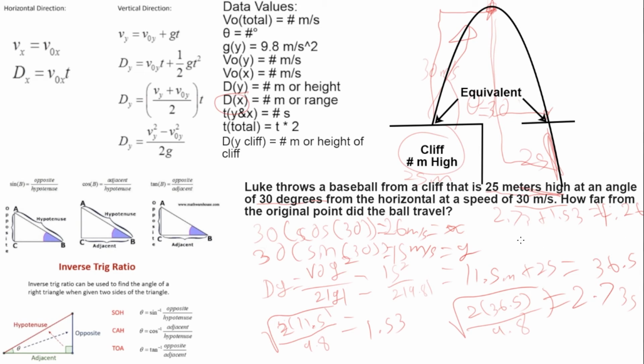Now we know d of x is equal to our horizontal velocity, which is about 26, times 4.26. If we multiply 4.26 by 26, we get that it's about 110.76 meters, and that would be our answer. That's it. That's all you have to do.